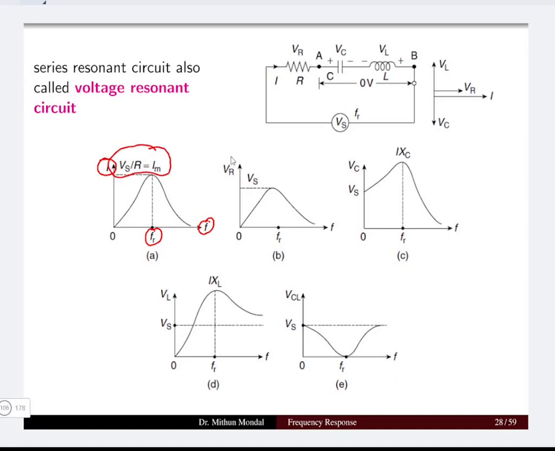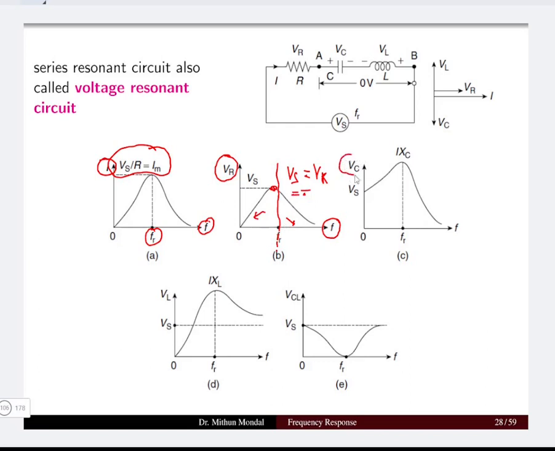If we draw the resistive voltage Vr with respect to the frequency f, we say that this is the resonant frequency. So at the resonant frequency, our Vs and Vr will be equal. Not before that, not after that. So at the resonant condition, Vs and Vr will be equal.